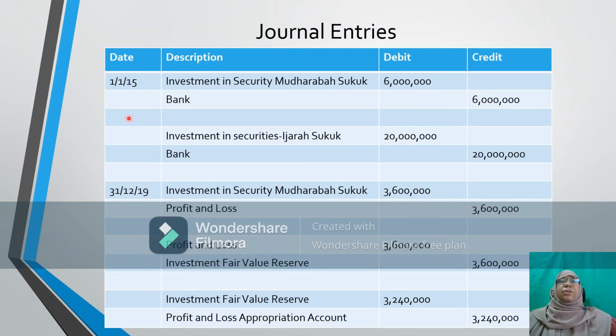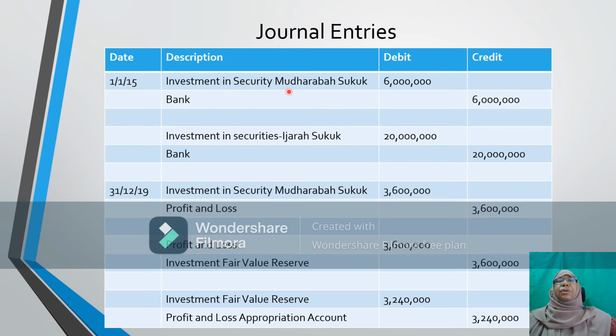What journal entry are you supposed to prepare? First is to recognize the investment on the date of acquisition, on the 1st January 2015. There is investment in security Mudharabah Sukuk, 1.2 million units at a price of 5 ringgit each.